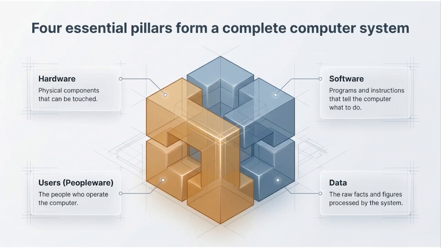We also have the data, which are the raw facts that the fourth component of a complete computer system, the people, enters. This data is entered by the people or the users, and the users or the people are the ones who operate the computers. They are the ones who enter the raw facts, which can be processed to become meaningful information. All these components work together to ensure a computer functions properly.